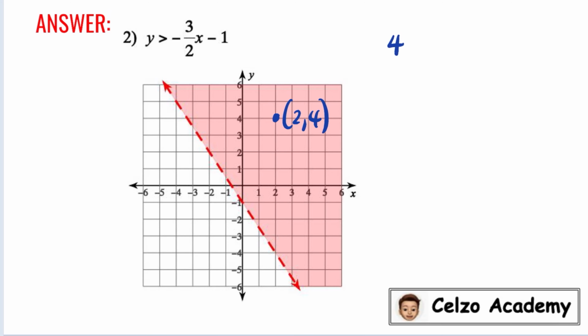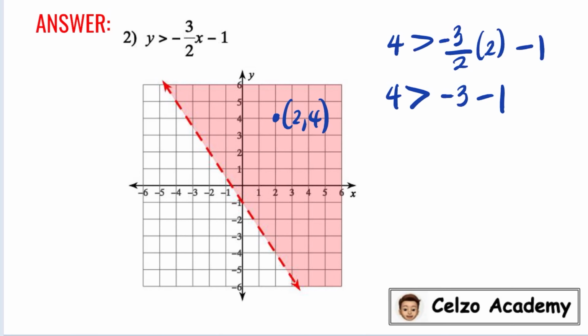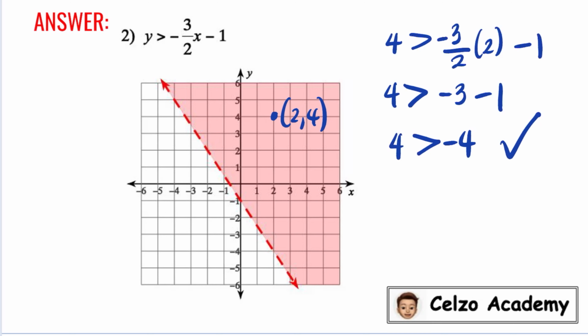y is 4, greater than negative 3/2 times x, which is 2, minus 1. 4 greater than negative 3/2 times 2, which is negative 3, minus 1. Simplifying this, we have 4 is greater than negative 4, which is true. For question number 2, the solutions are anything above the line, excluding the points on the line.